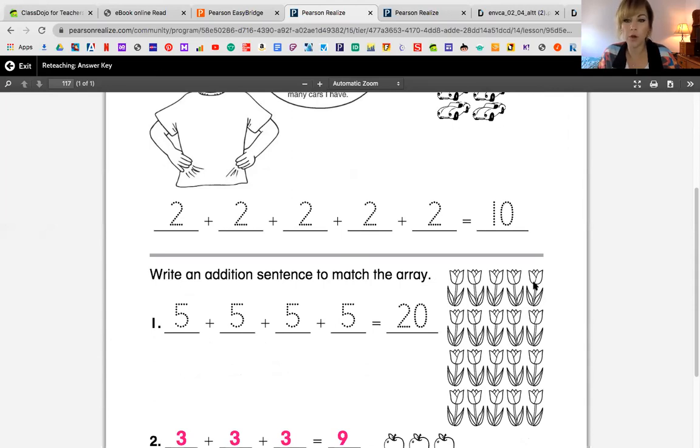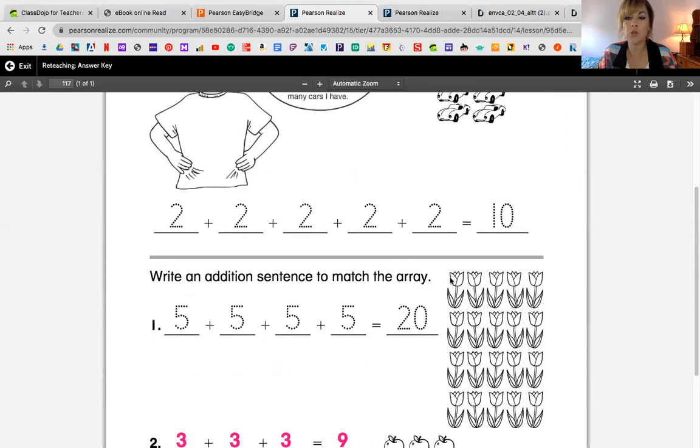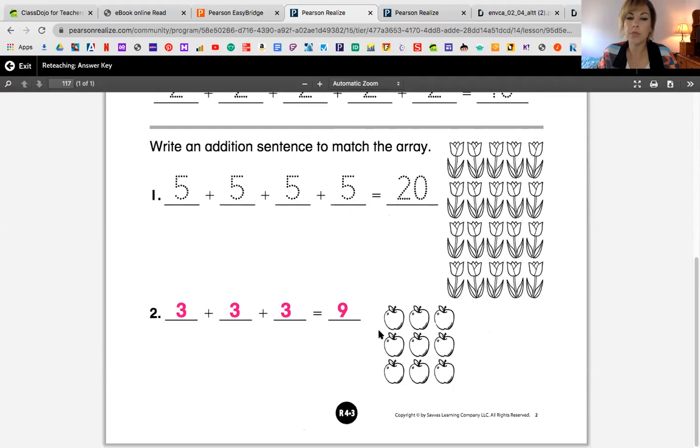So I have one row here of 1, 2, 3, 4, 5. So one row of 5, a second row of 5, a third row of 5, and a fourth row of 5. So this comes out to 5 plus 5 plus 5 plus 5, and all together I have 20. Your next one were apples. So I have one row here, a second row here, and a third row. So I have one row of 3, a second row of 3, and a third row of 3. So your math sentence would be 3 plus 3 plus 3 equals 9.